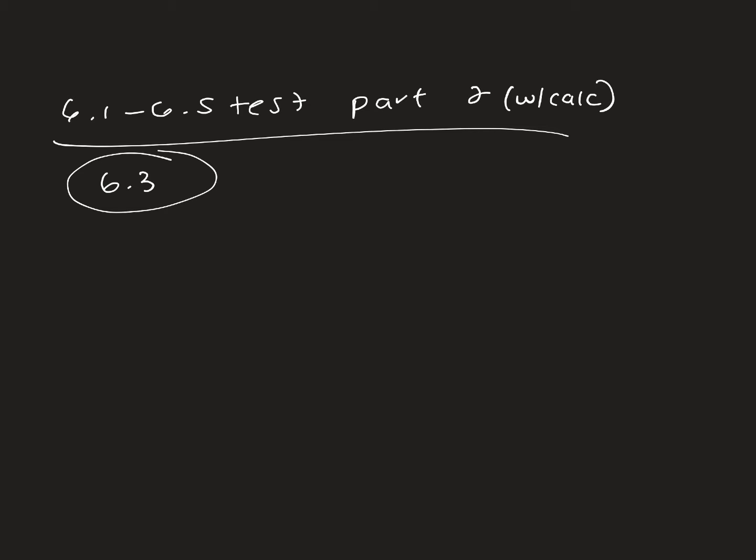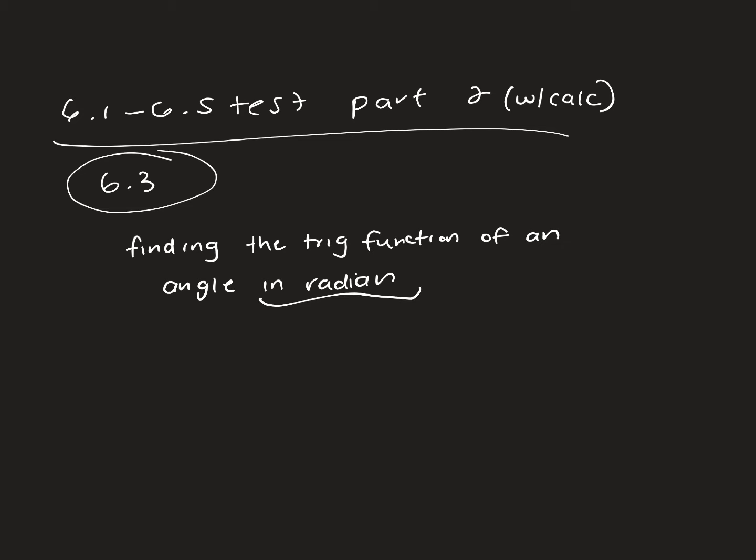The first topic is finding the trig function of an angle in radians. So you already took a test on this in degrees. Now we're doing it in radians. So you would see something like find the cosine of pi over 5 or find the secant of 2.347. There's not a degree symbol on that, so both of those are in radians.